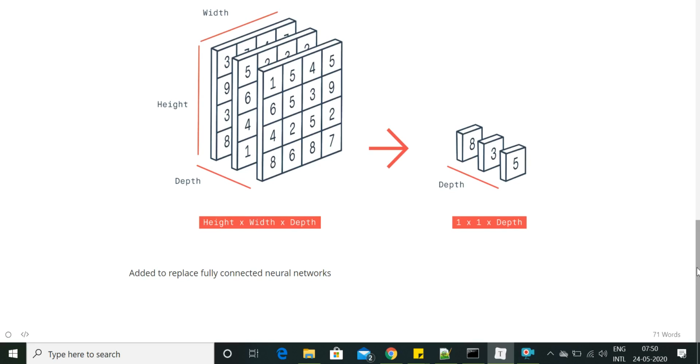Another reason is, having a fully connected neural network at the end makes the neural network fixed to a particular input shape. So I can't pass multiple input shapes. But instead of that one, if I have a global average pooling, irrespective of whatever size of input I pass, my neural network will be able to deal with that. So that is the reason we generally tend to prefer global average pooling instead of having a fully connected neural network at the end.